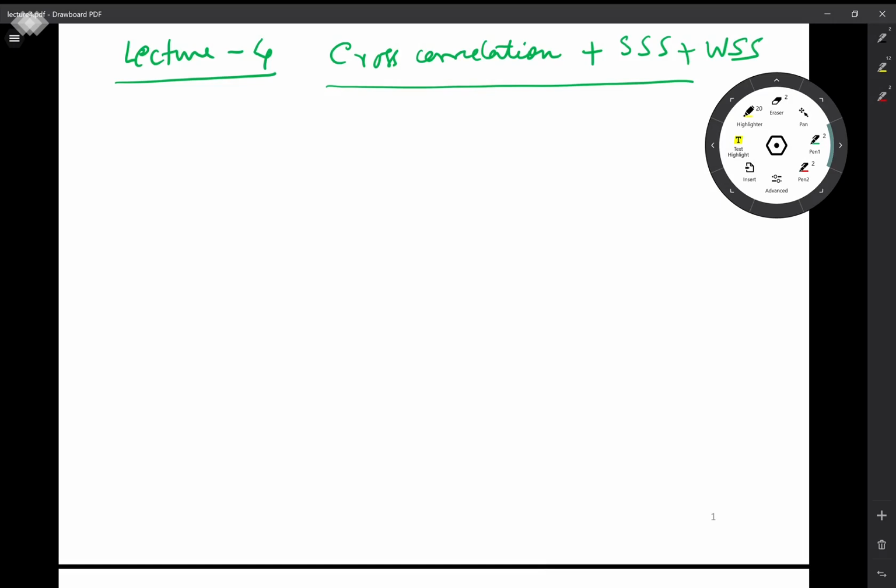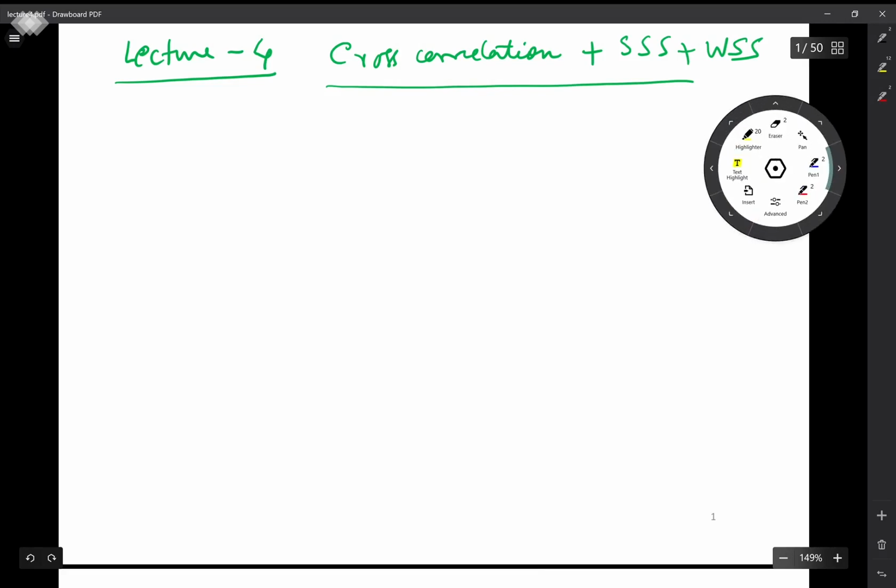So in the last class we have seen how we characterize a single random process, and now in this class we will see how we can characterize two random processes, multi-random processes. We will take two, not more than that. So we can characterize the two random processes.